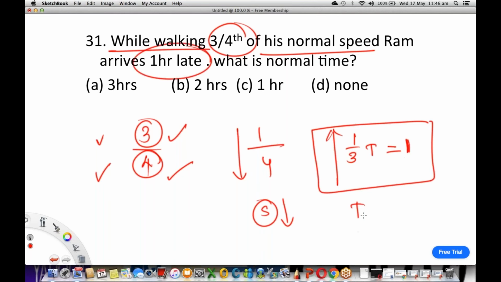So this is equal to 1. So what is the time from this data? 3 hours. You can pick the answer as option A, instead of wasting your time writing speed into time is equal to distance and all that.